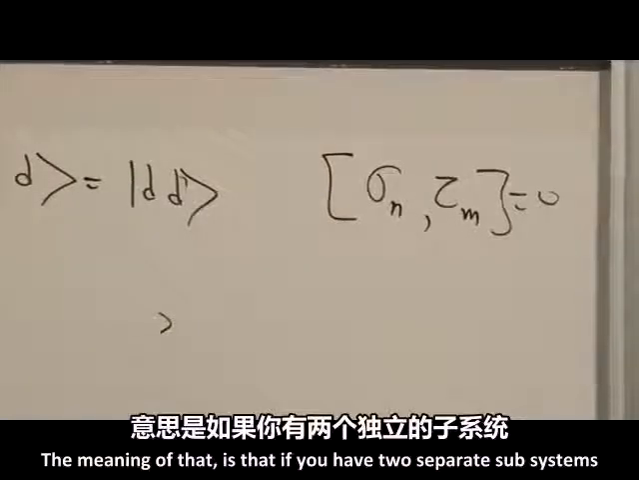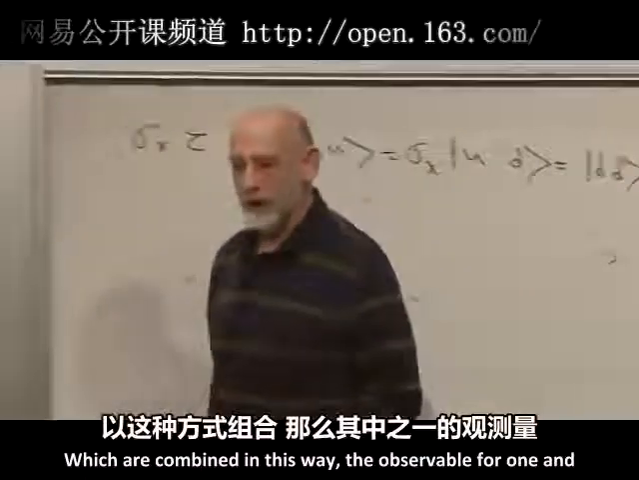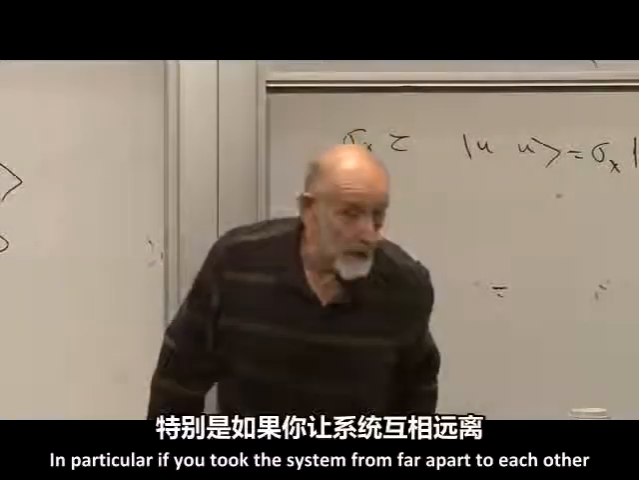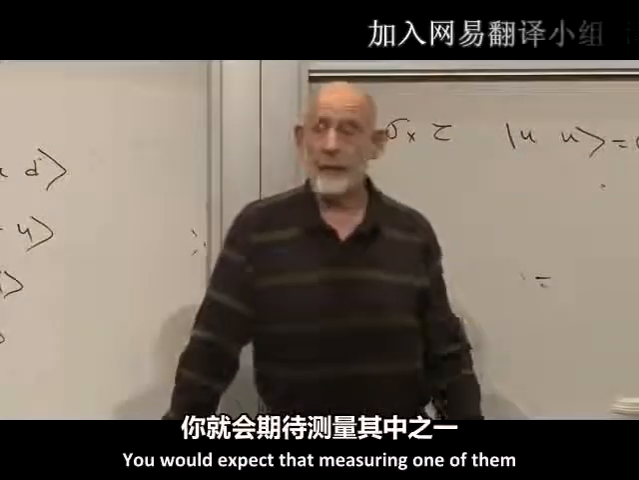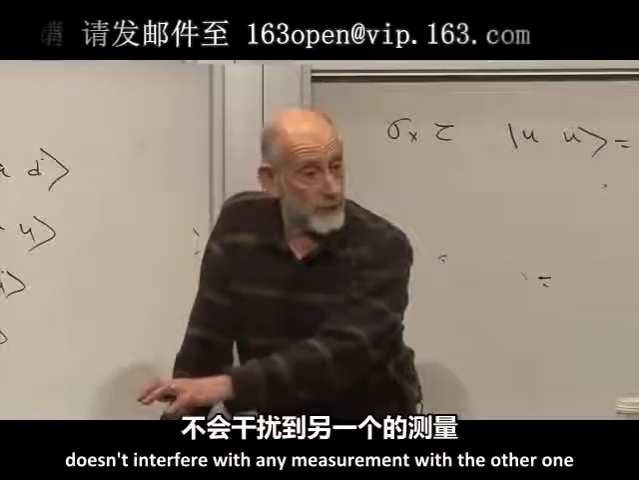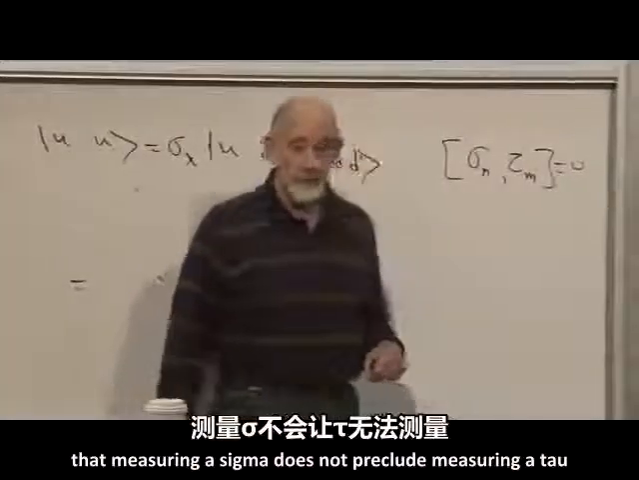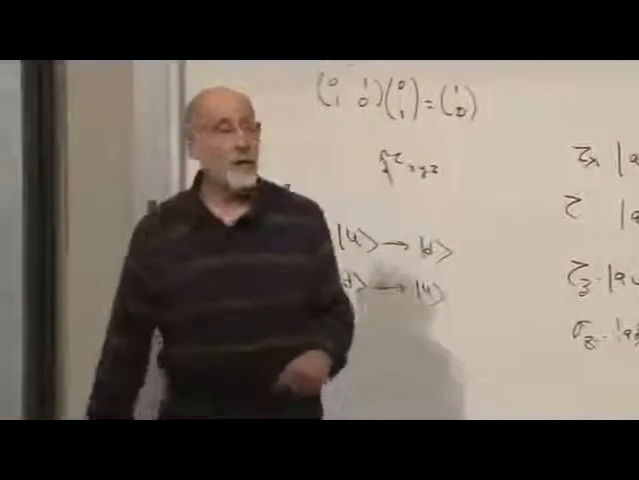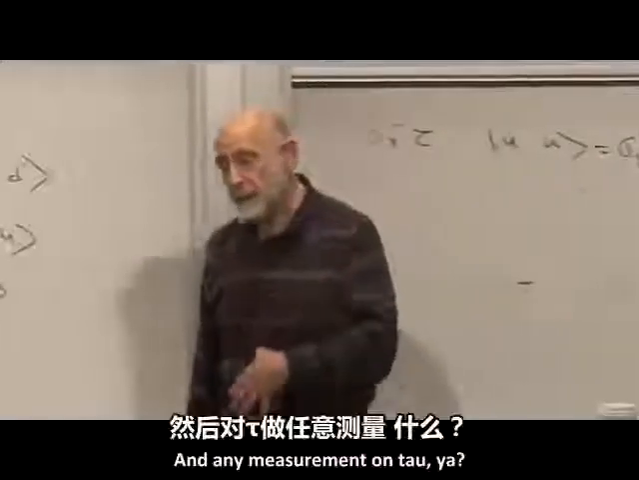The meaning of that is that if you have two separate subsystems which are combined in this way, the observables for one and the observables for the other can be simultaneously measured. In particular, if you take the systems far apart from each other and treat them as a single quantum system, you would expect that measuring one of them doesn't interfere with any measurement of the other. That's what this says: measuring a sigma does not preclude measuring a tau, and vice versa, for any components. So in that sense, they behave like independent systems. You can make any measurement on sigma and any measurement on tau.